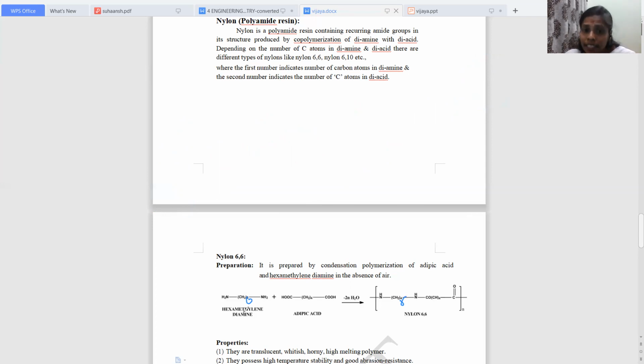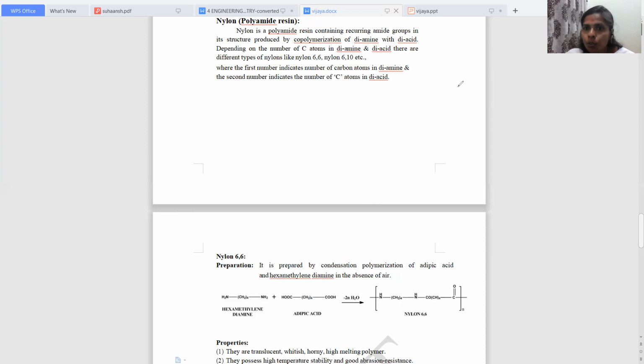In nylon 6,10, the first monomer is having 6 only, but the second monomer should be having 10. See here, 4 plus 2, 6. 4 plus 2, 6. But in the place of 4, we will be having 8 in nylon 6,10. 8, 9, 10. Yes. So that is nylon 6,10 monomer units. So this is about nylon 6,6 synthesis.